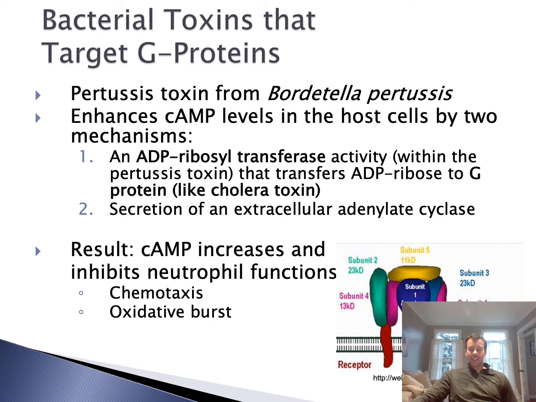Pertussis toxin is another example that has similar effects. It enhances the cyclic AMP levels by two mechanisms. It has the ADP ribosyltransferase, like the cholera toxin, but it also secretes an extracellular adenylate cyclase. Both of these result in a cyclic AMP increase in concentration and inhibit neutrophil function, such as chemotaxis and oxidative burst.